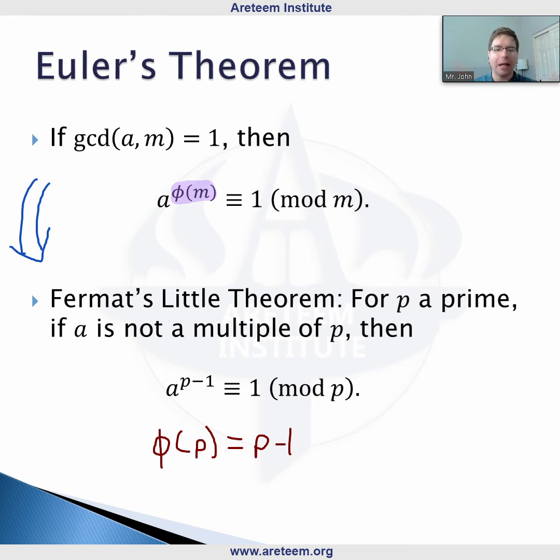Now, why do we still mention both? Well, Fermat's little theorem came up first in history. Fermat came up with that. He didn't at least publish a proof. Euler published a proof, then extended it to give us Euler's theorem there.